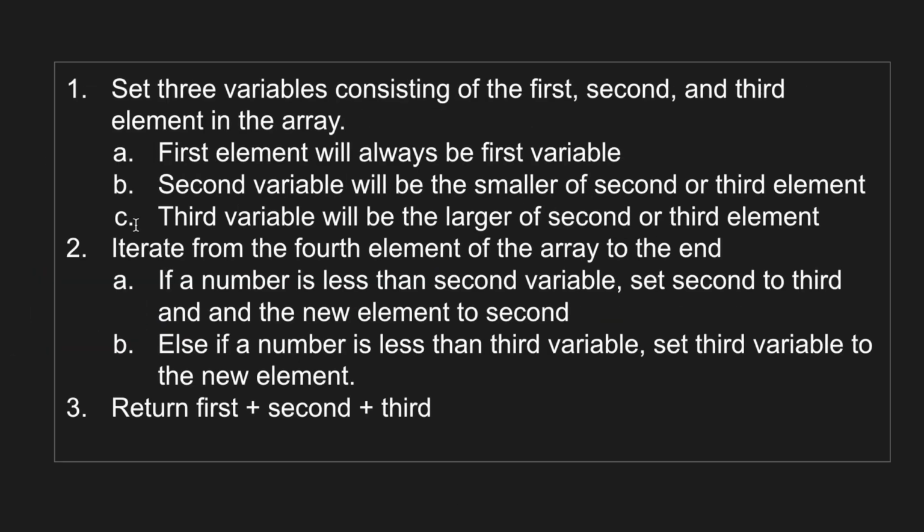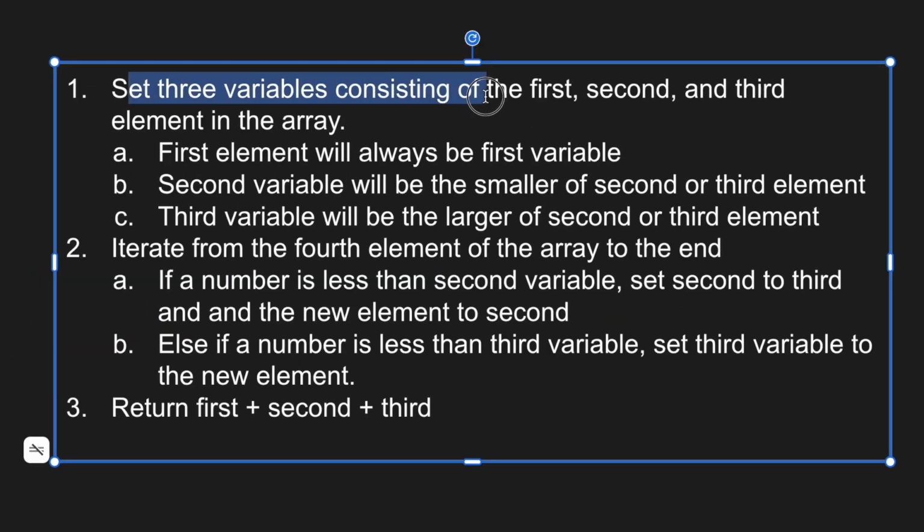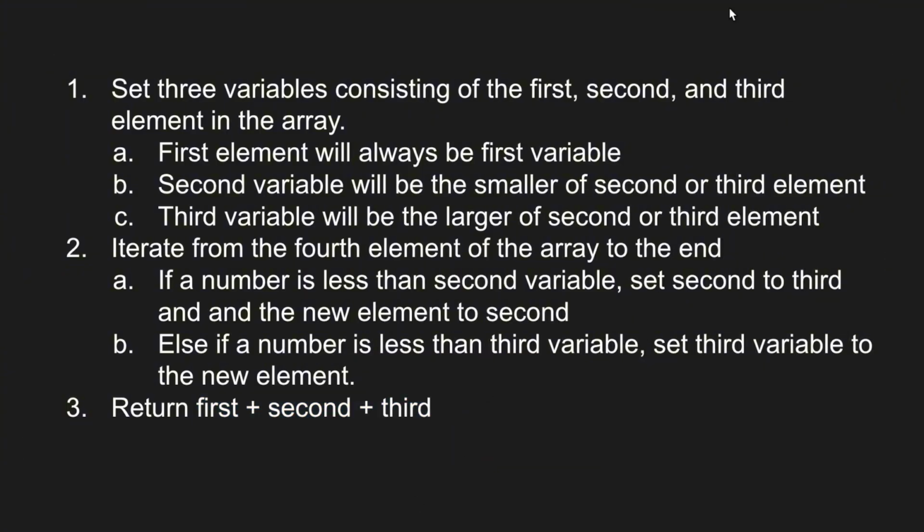We will add them to the first element in the array. So what we can do is set 3 variables consisting of the first, second, and third element in the array. The first variable will always be the first element, the second variable will be the smaller of the second or third element, and the third variable will be the larger of the second or third element. And now we will iterate from the 4th element to the end. If we see a number that is less than the second variable, then we set the third to the second and the second to the new element. Otherwise, if it is larger than second but smaller than third, then we set the third variable to the new element. And finally, we'll return the sum of first, second, and third as our result.